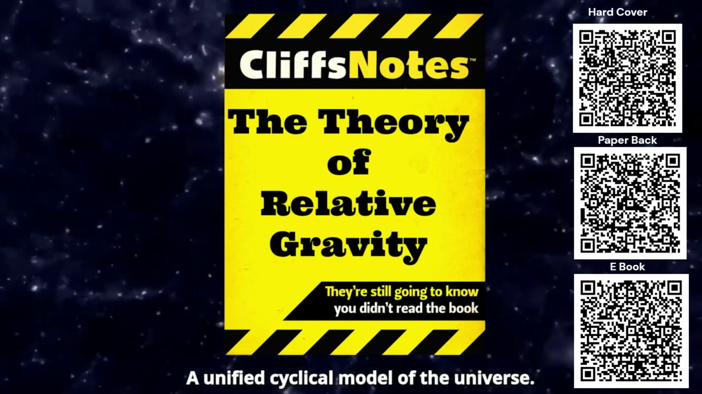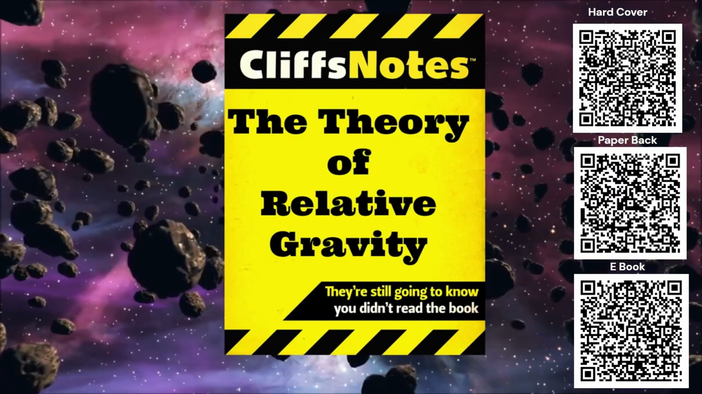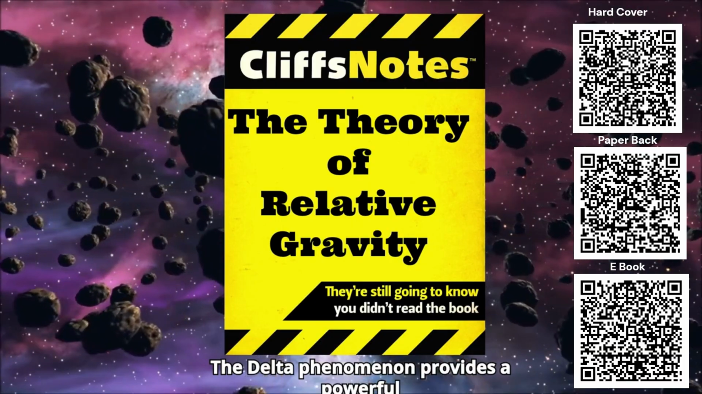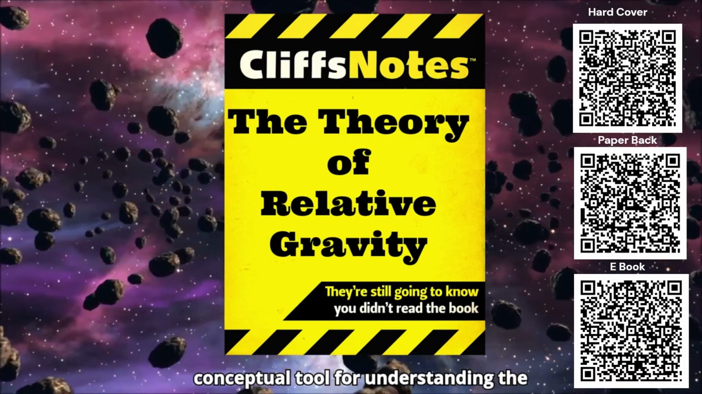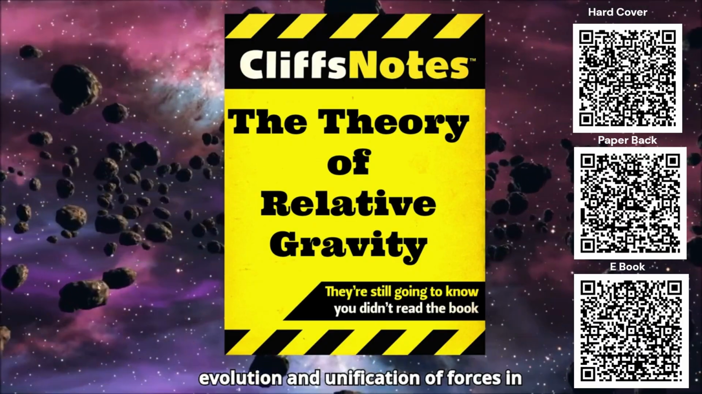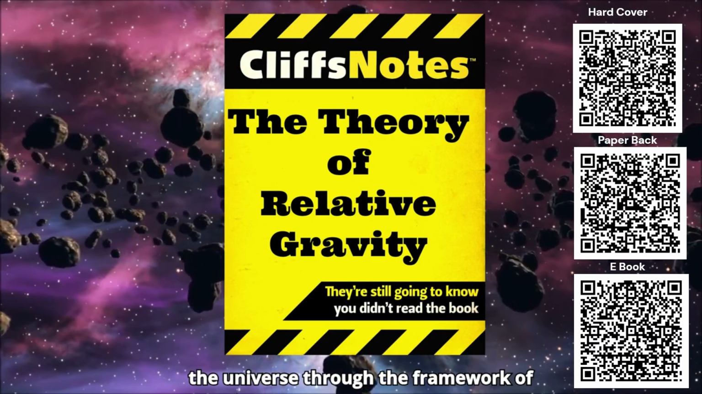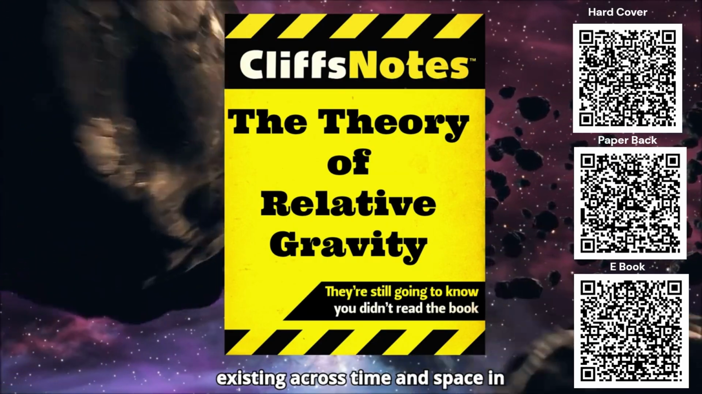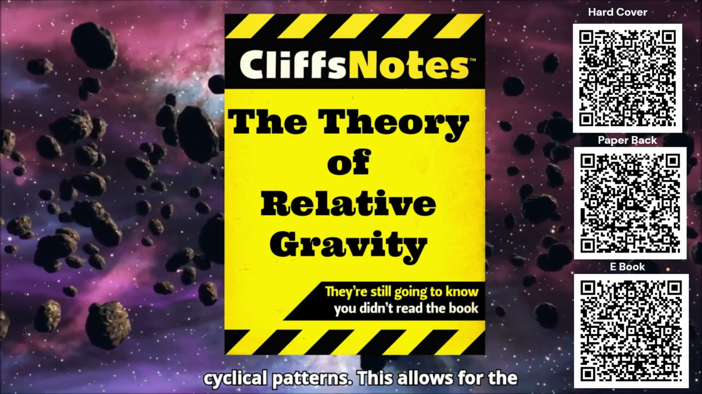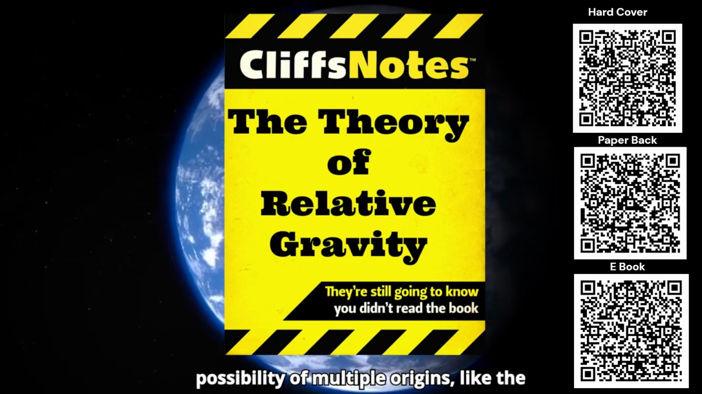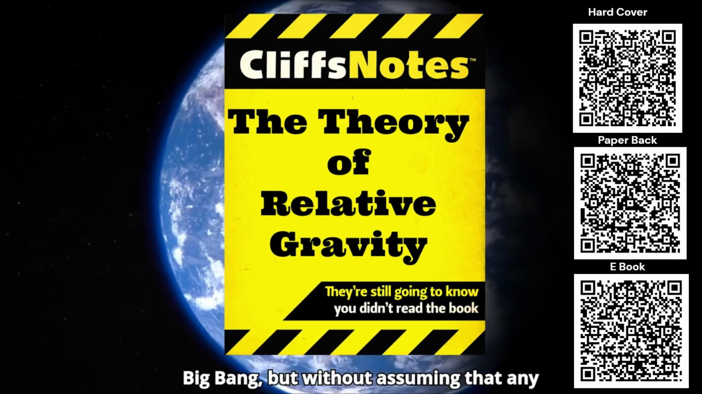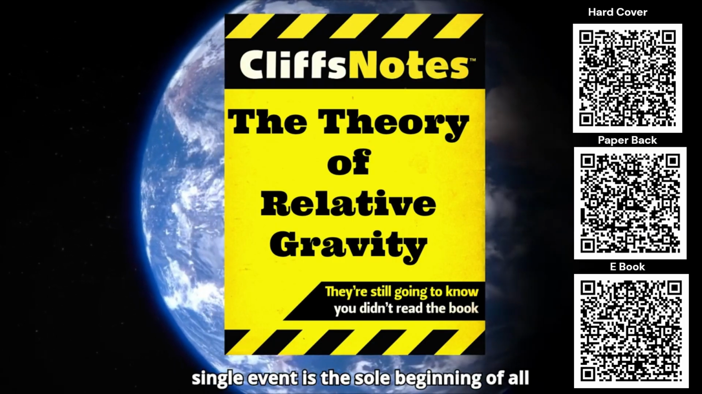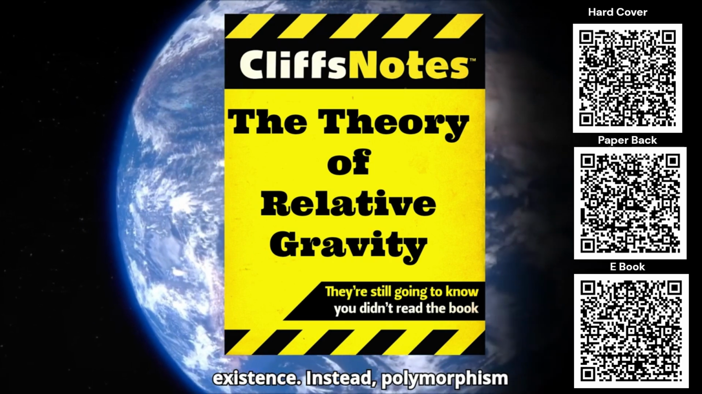Conclusion: a unified cyclical model of the universe. The delta phenomenon provides a powerful conceptual tool for understanding the evolution and unification of forces in the universe. Through the framework of polymorphism, entities are seen as existing across time and space in cyclical patterns. This allows for the possibility of multiple origins, like the Big Bang, but without assuming that any single event is the sole beginning of all existence.